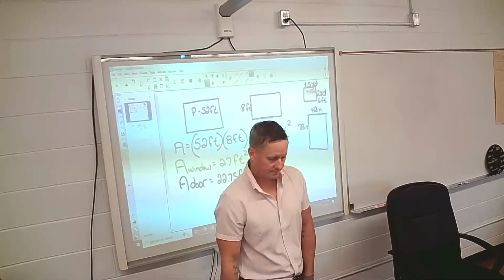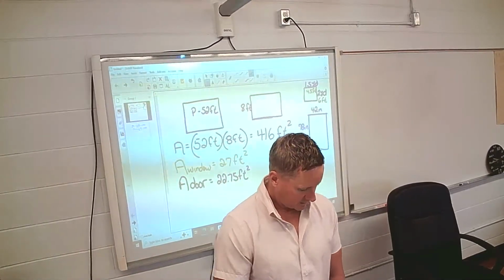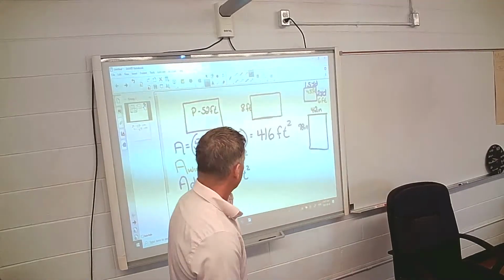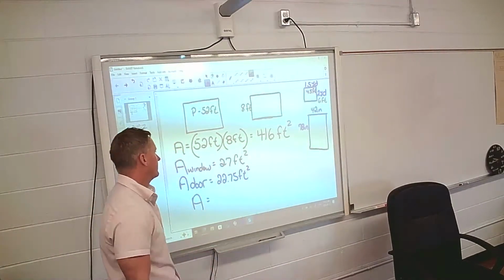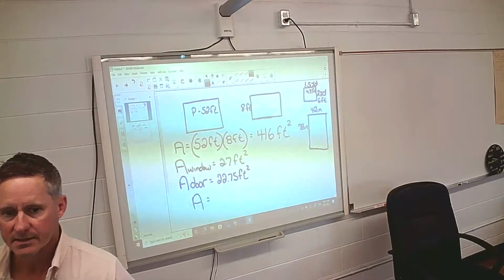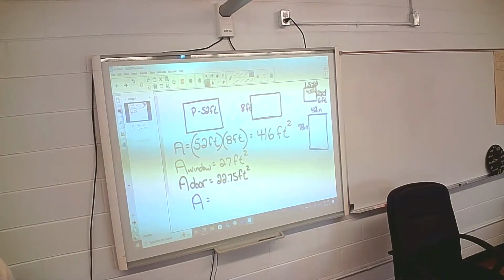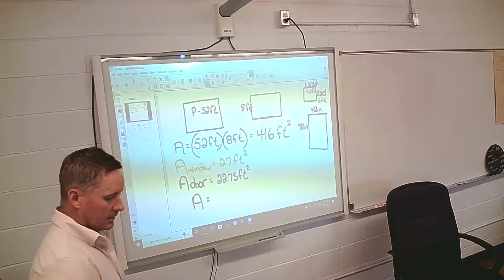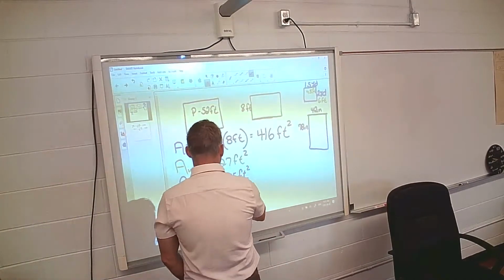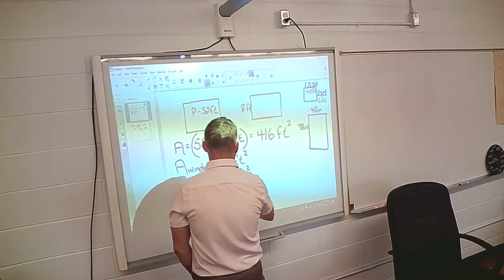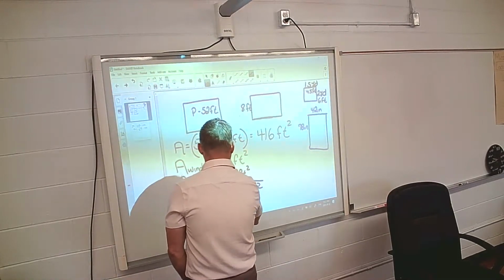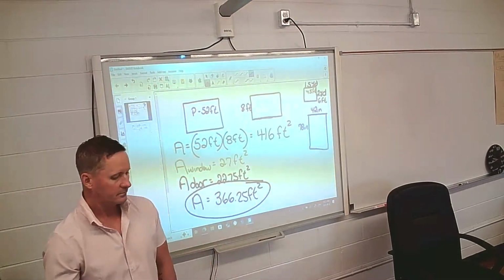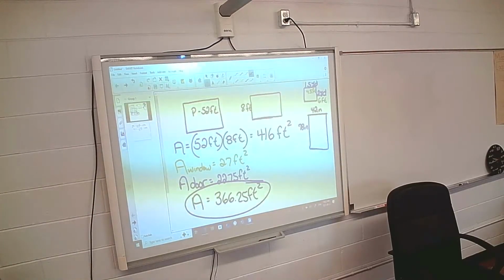What is it? Perfect. So now, the total area I need to paint, 416 minus 27 minus 22.75, works out to 366. There you go. Okay.